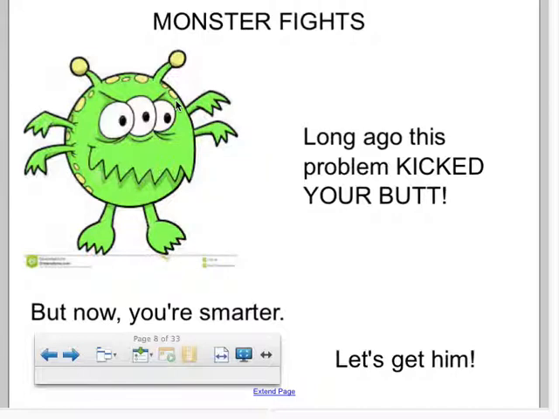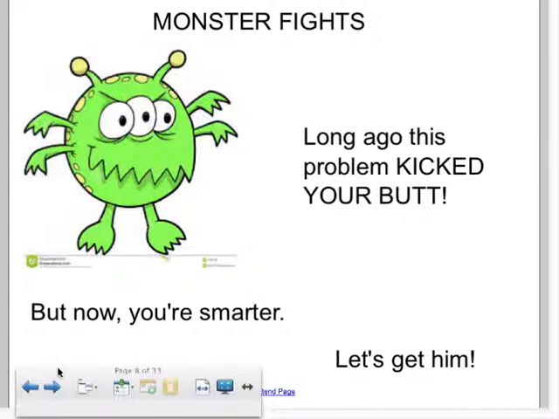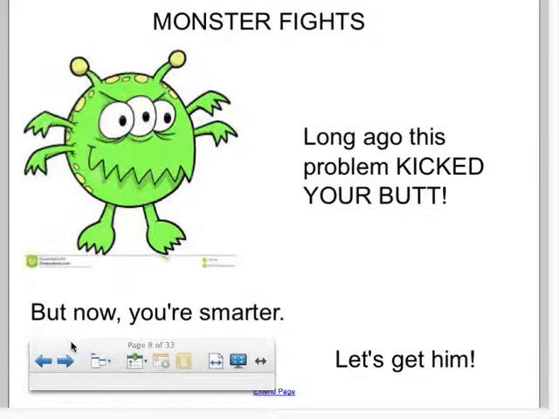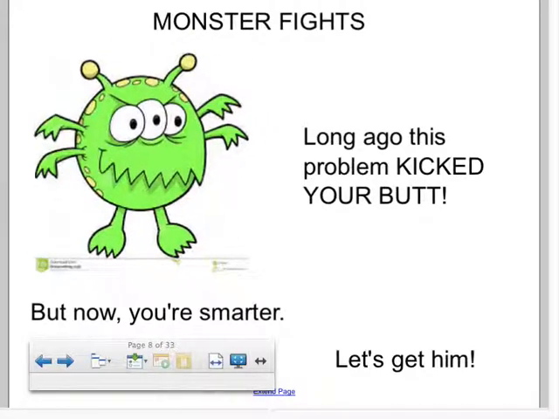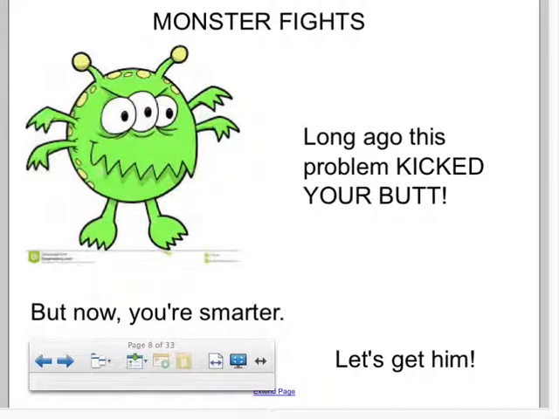for monster fights. Long ago, this problem kicked your butt, but now you're smarter. Let's get 'em. Welcome to the episode of Monster Fights. No, we're not fighting like actual monsters. We're fighting problems that were like monsters for these kids. They just couldn't seem to get it right on that very first benchmark we took. However, now they're prepared. It's been a much longer time. They've been studying in school.